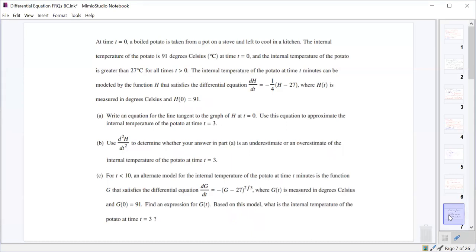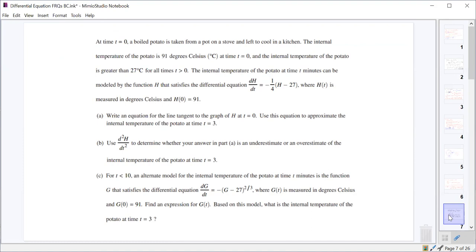The potato problem, up to these differential equation stuff. We've got a potato. It's been boiled. It's hot. It's left to cool. It's got a temperature of 91 degrees Celsius. That's our initial value. And we know that its temperature is always greater than 27 degrees. The internal temperature of it is modeled by this function H that satisfies the differential equation dH dt, which is given to us there, and H is in degrees Celsius. And they restated the initial condition for us again.